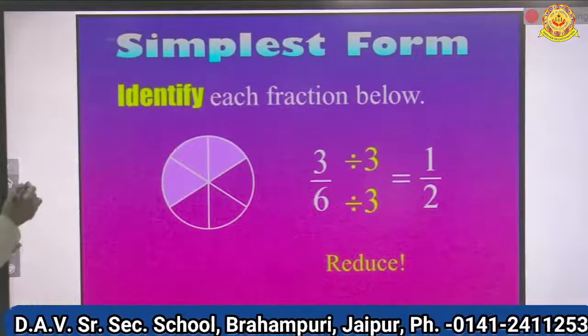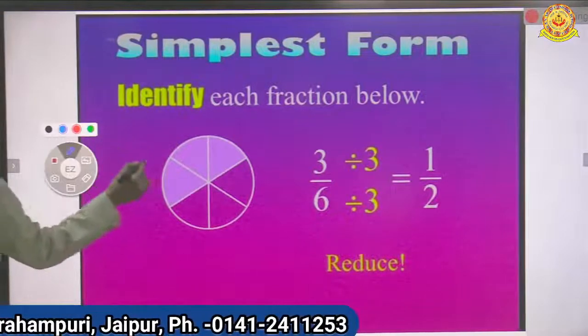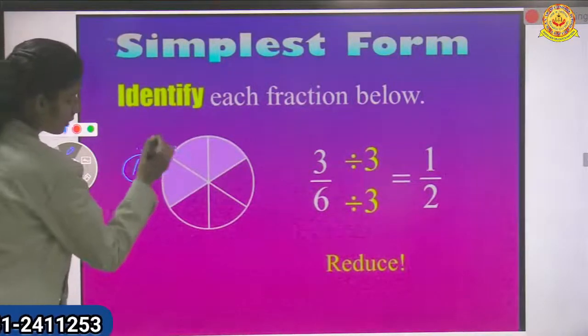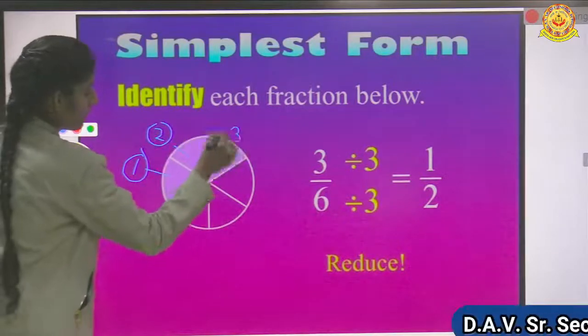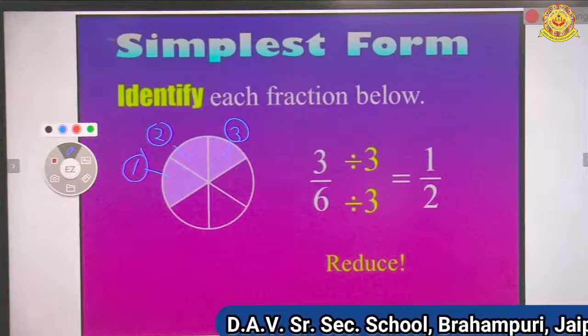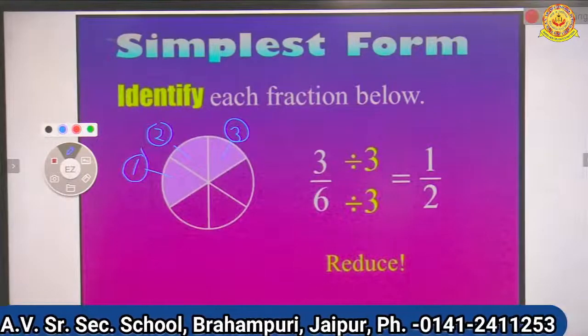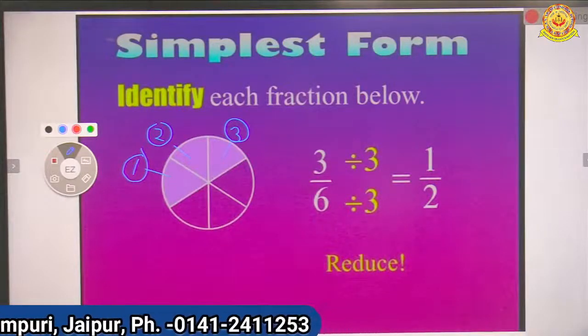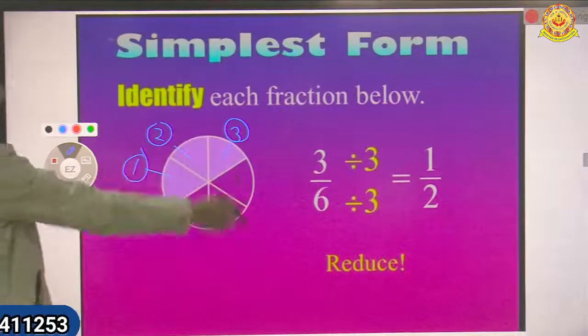1, 2 and 3. How many total parts are we having? 6. Out of these 6 parts, how many are shaded? 3. So the fraction will be 3 upon 6.